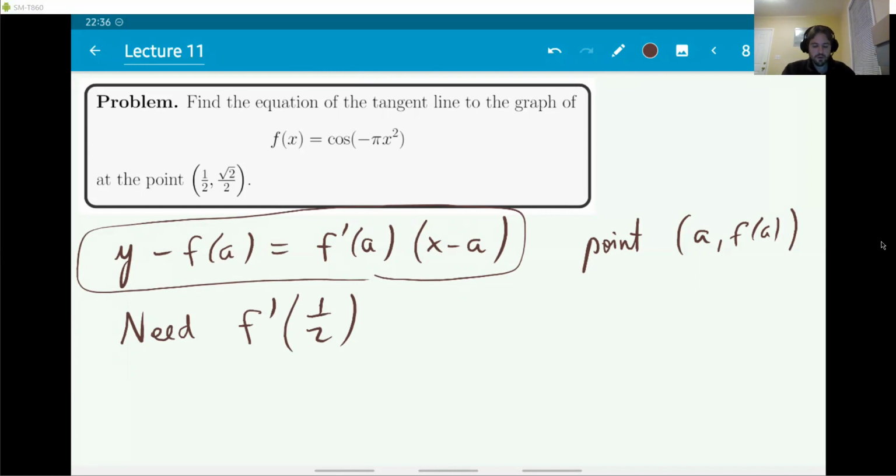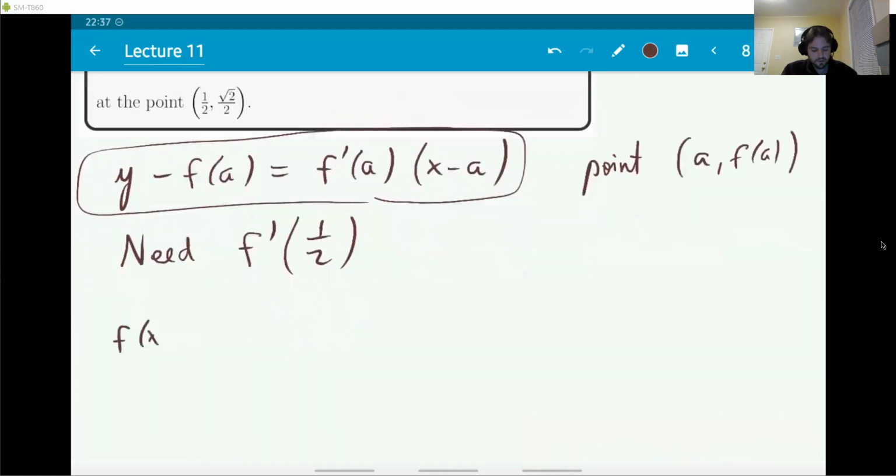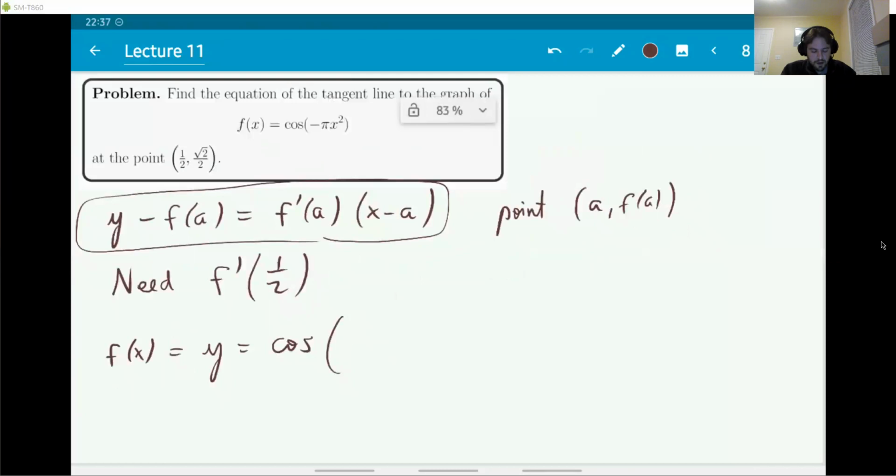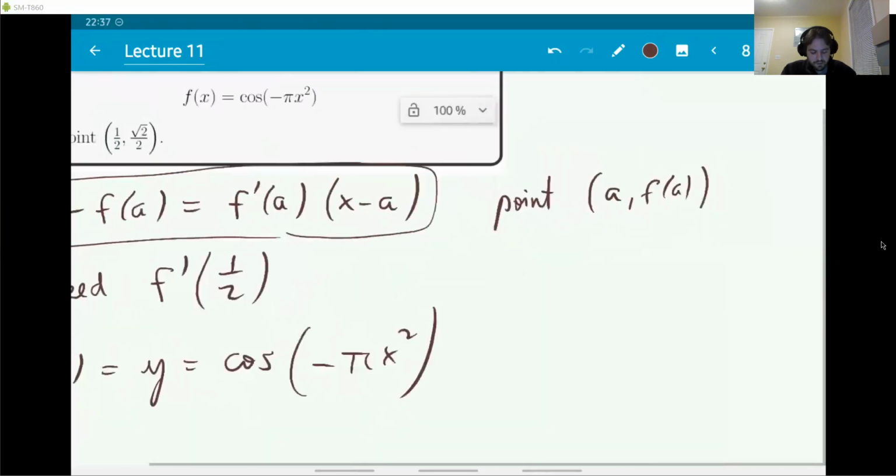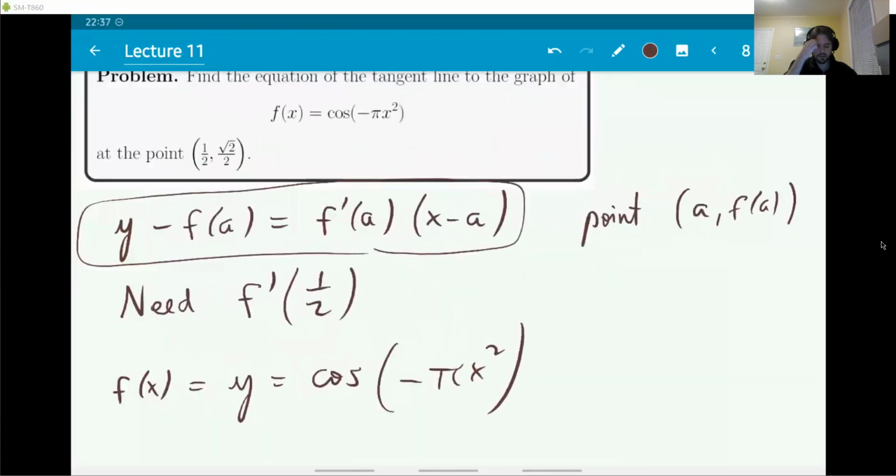So let's find f prime of 1/2. Well, before you find f prime at a number like this, you want to find f prime of any x. You want to find a formula for the derivative, because then you can apply it to that number 1/2. So our first step in this problem is going to be find the derivative of this function. So f of x, let's call it y. It was given as cosine of minus pi times x squared. That's the function that we have in the problem.